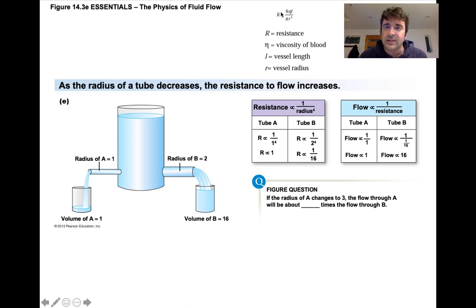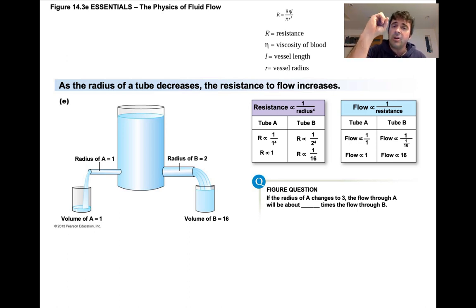So resistance is equal to this big, long equation here, but the factor in resistance that I really want you paying attention to is this radius raised to the power of 4. The one thing we can really control, our nervous system has immediate control over, is the radius of a blood vessel. We can decrease radius by causing the smooth muscle lining a blood vessel to start to contract, and we can produce vasoconstriction. Vasoconstriction increases resistance and therefore decreases blood flow.